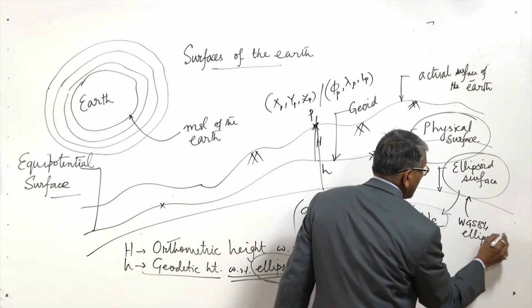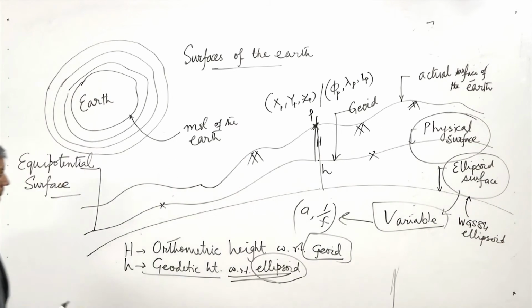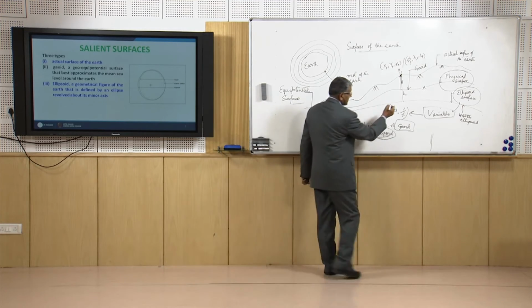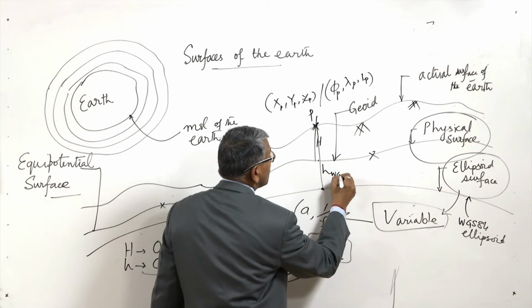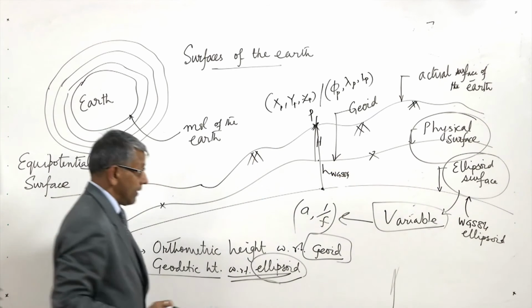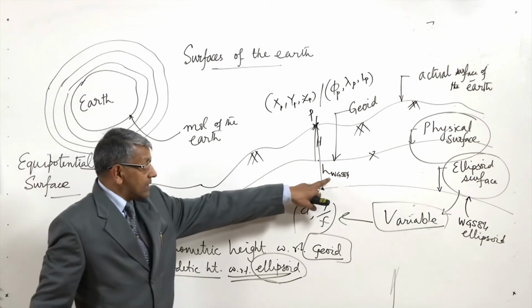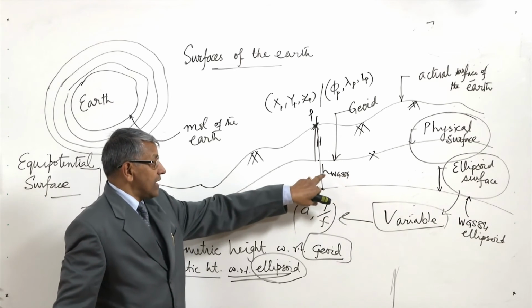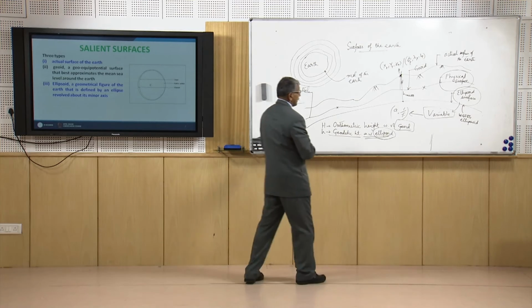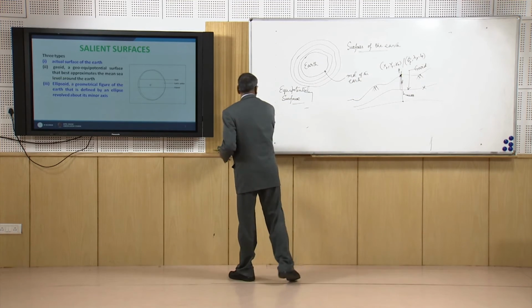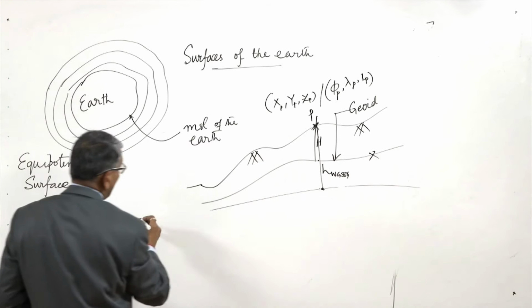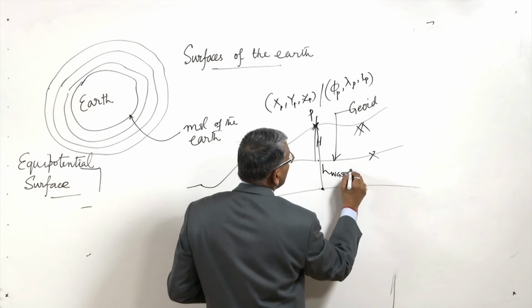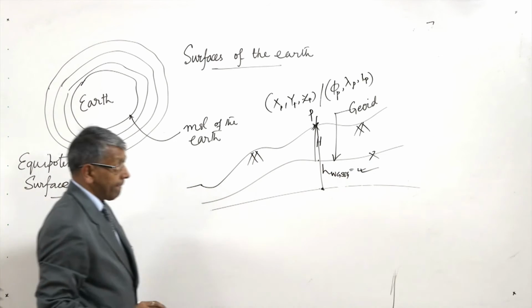So in the case of GPS, this height is with respect to WGS 84, so we should write h WGS 84. That means we are taking the WGS 84 ellipsoid as the reference surface. And this is the orthometric height. Now one more point: from GPS observation, we will be getting this value.